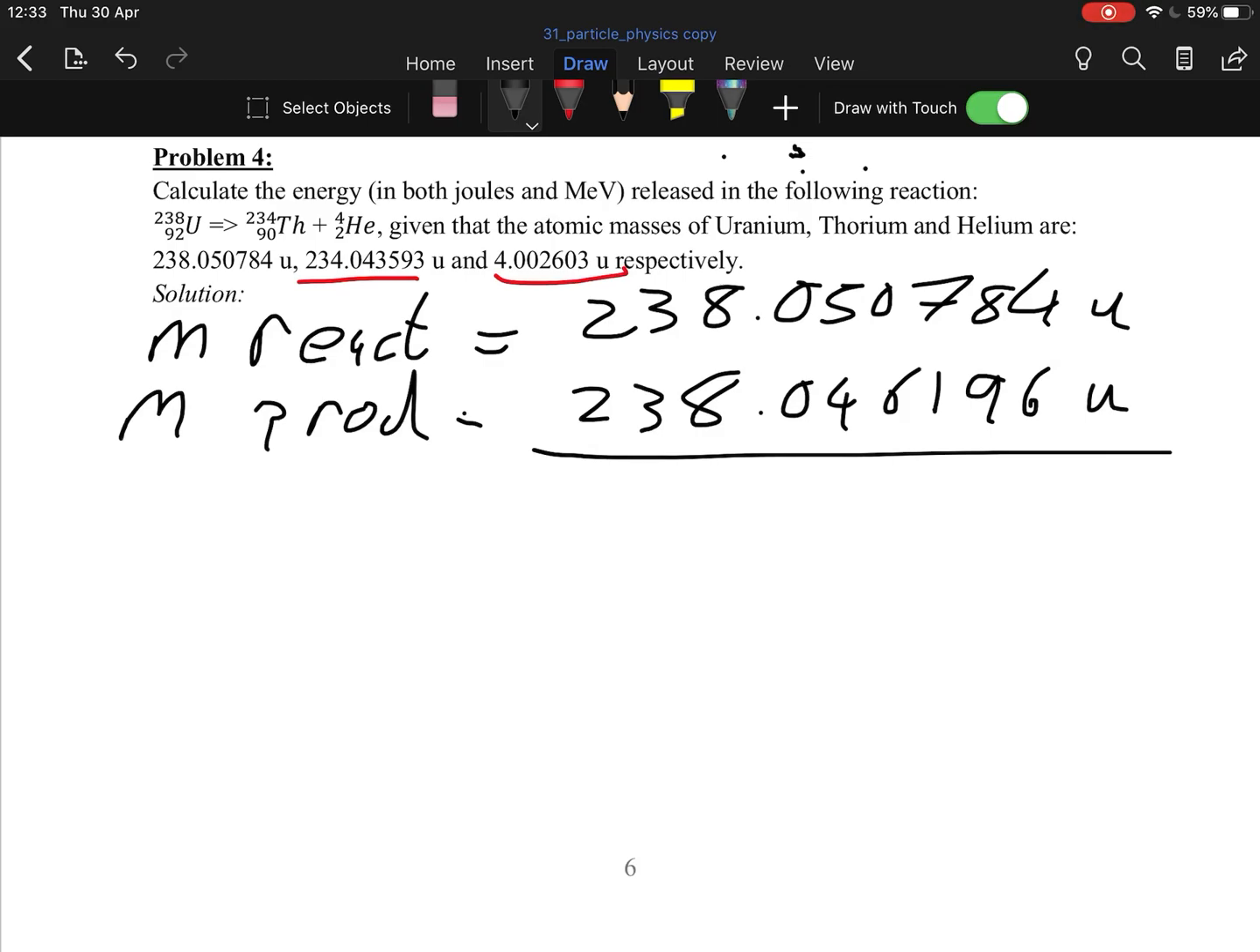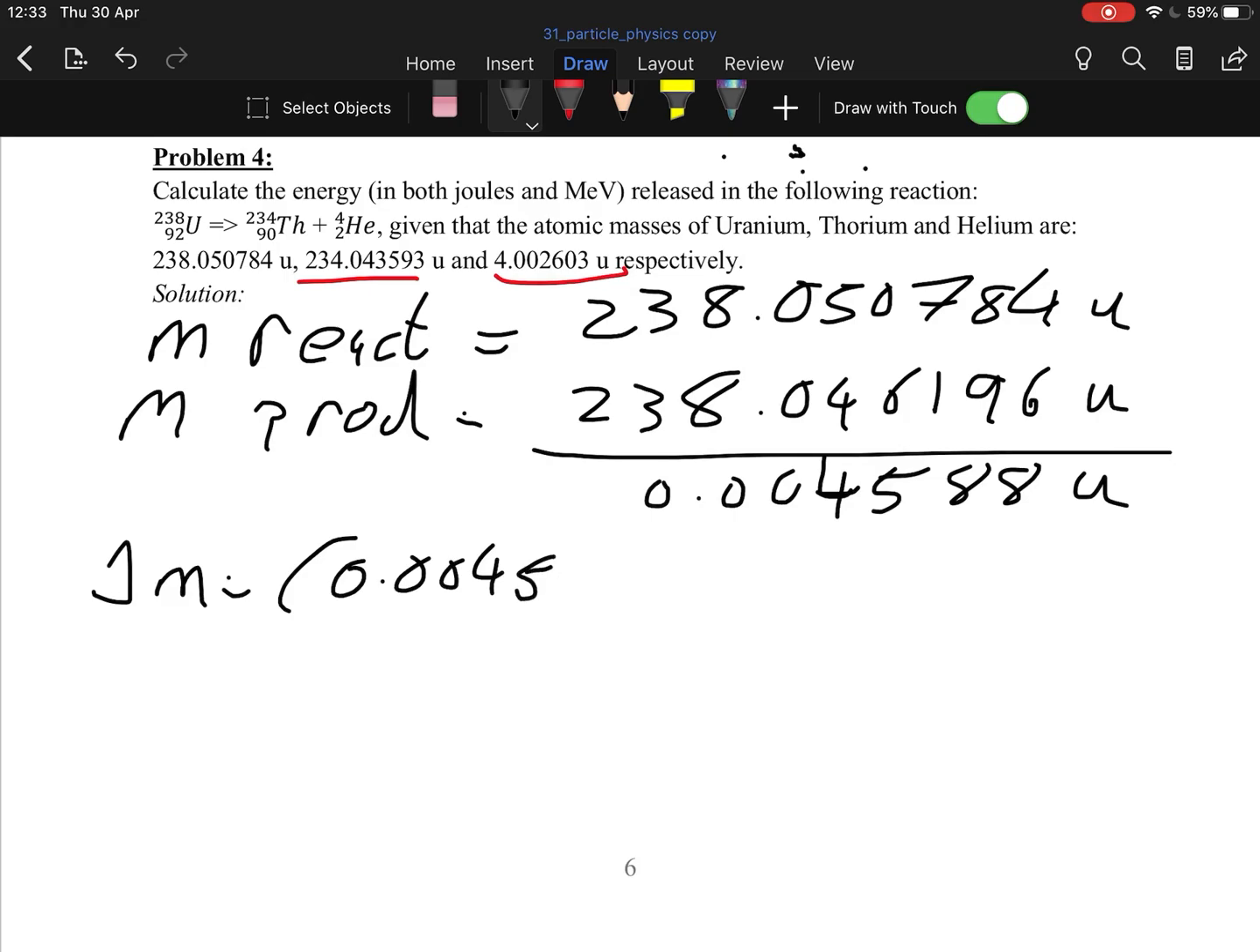I got a value of, no, sorry, hang on a minute, it's incorrect. No, I'm right, yeah, apologies. So when I subtracted them, I got 0.004588 U. Multiply that then to get the change in mass: 0.004588 by 1.66 by 10 to the minus 27.